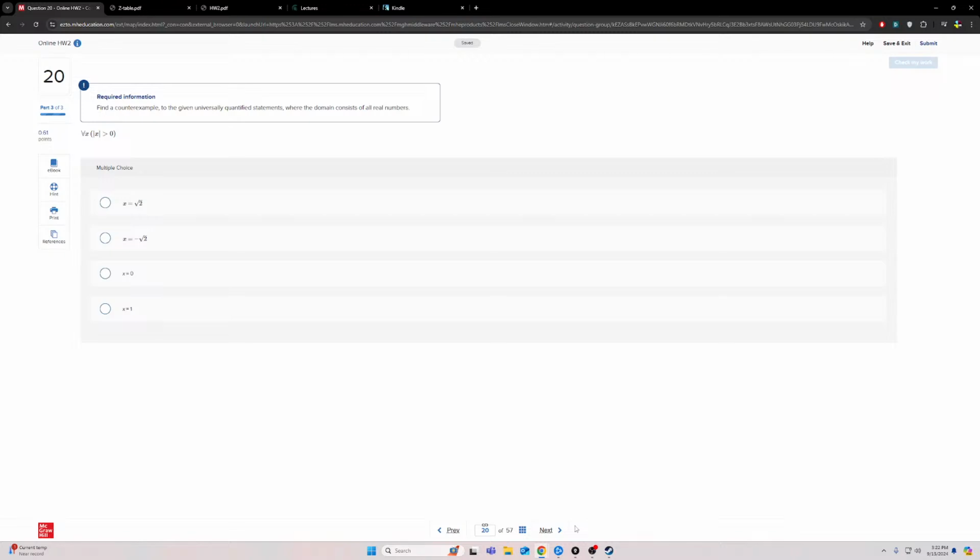Oh, does there exist one for this? For all x values, absolute value of x is greater than 0. Oh, 0. Yeah, that is not true for 0.